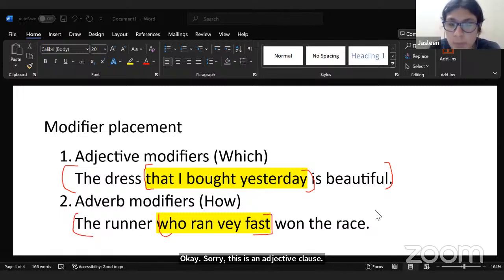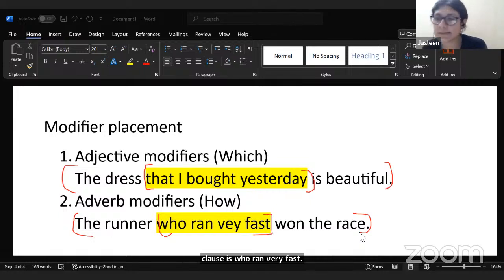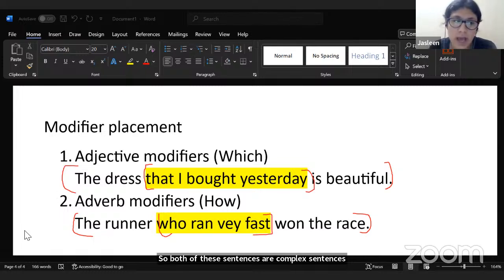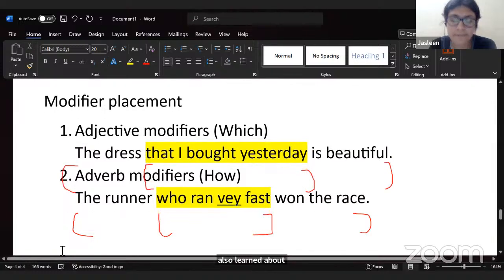Similarly, the runner won the race. Here, this is an independent clause, and the dependent clause is who ran very fast. Okay, so this is an adverbial clause. So both of these sentences are complex sentences. Okay. Under this topic, we had also learnt about what are clauses and phrases.